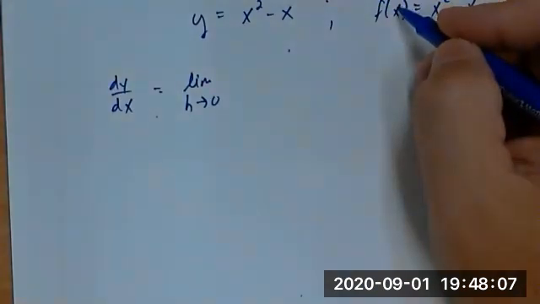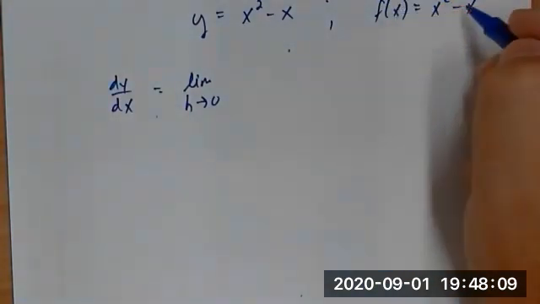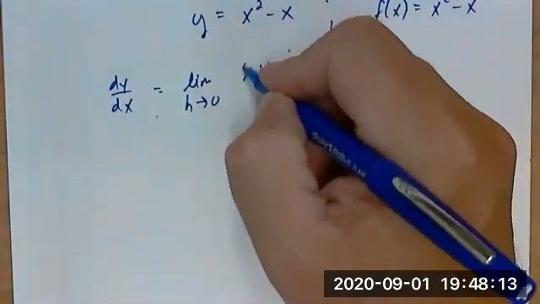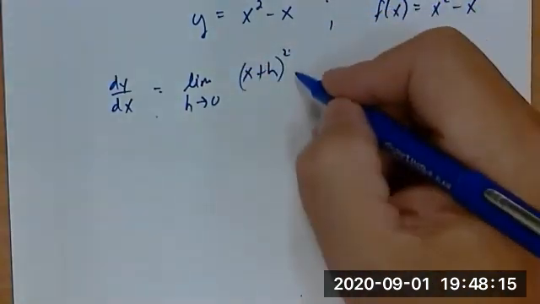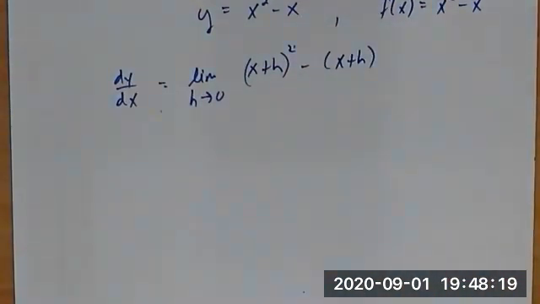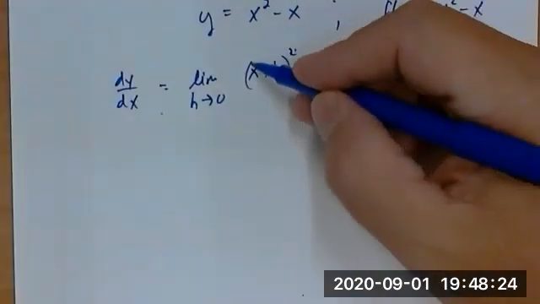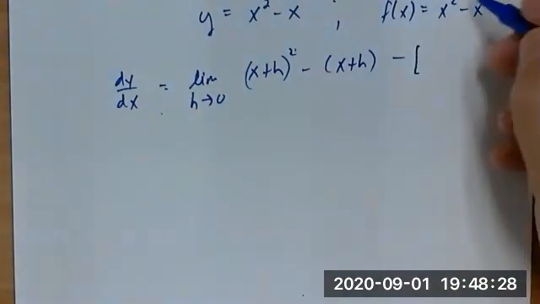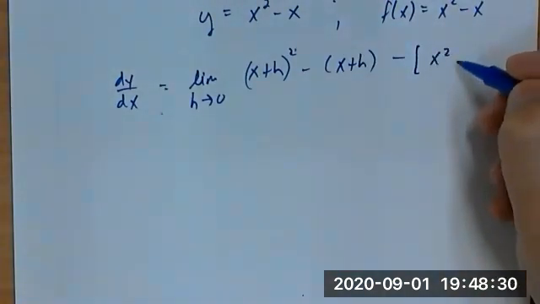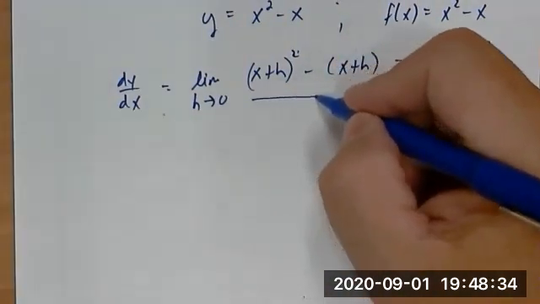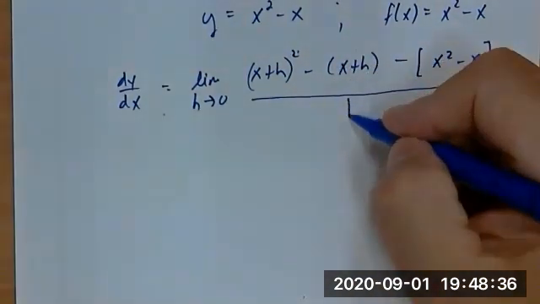So here's f of x. I've got to replace x with x plus h. So it's going to be x plus h squared minus x plus h, right? So this is f of x plus h minus f of x, x squared minus x, all over h.